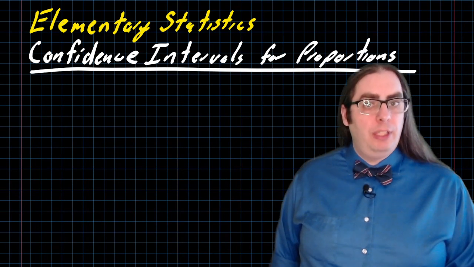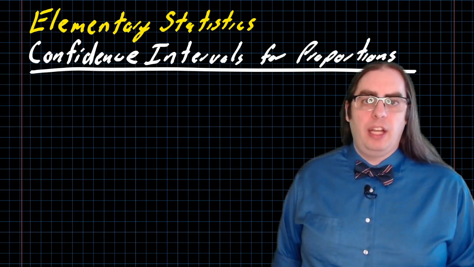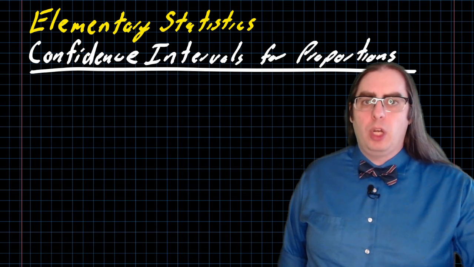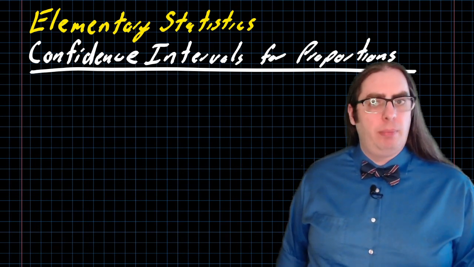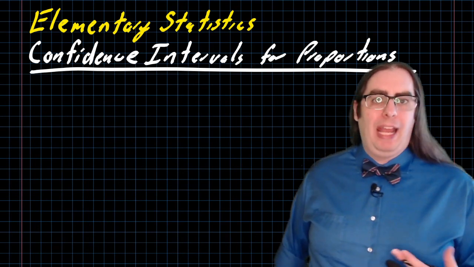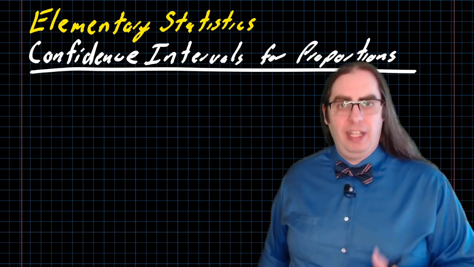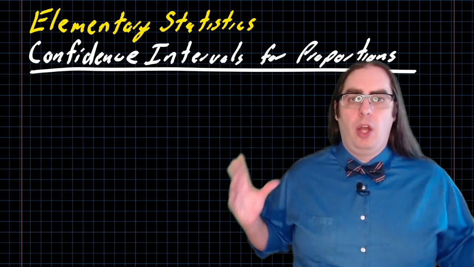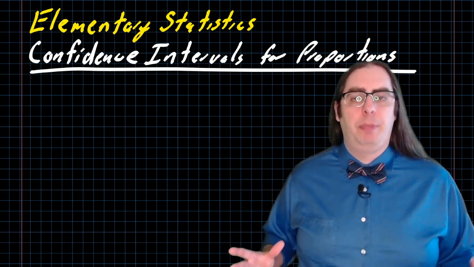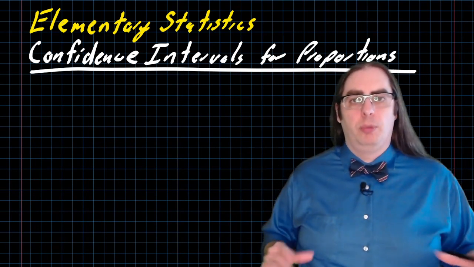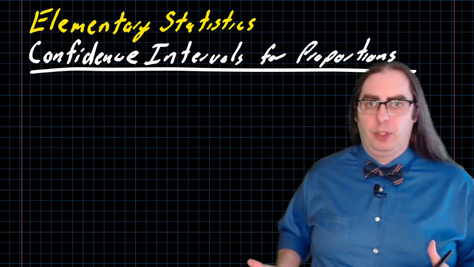In this video, I want to look at confidence intervals for proportions. As we've seen previously, when we talk about proportions, we are looking at a binomial distribution where every outcome can be classified as success or failure. So we're taking all of the possible outcomes for the experiment and we're splitting them into two groups, the success group and the failure group.